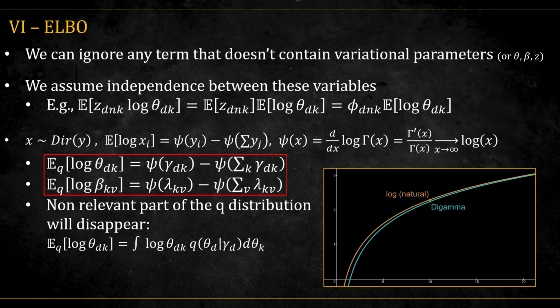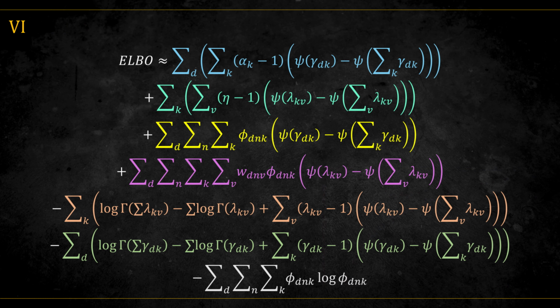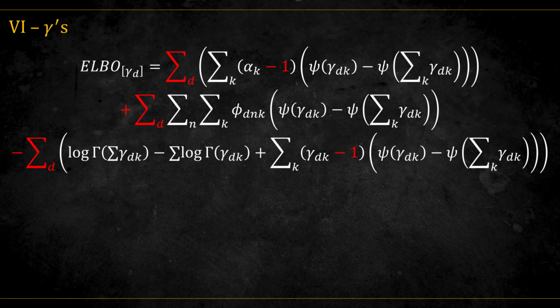Note that only the relevant part of the distribution is taken into account. That is, when calculating this expression, all the other variational distributions can be factored out, and then their integral will be equal to 1. We thus can write the ELBO as approximately, up to a constant, like this. Now it's time to optimize the ELBO.